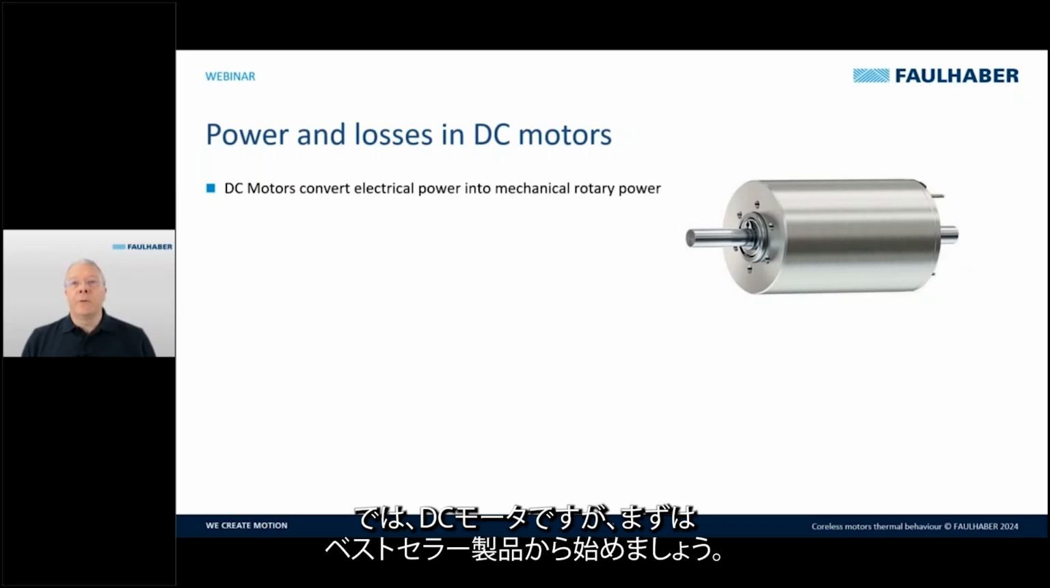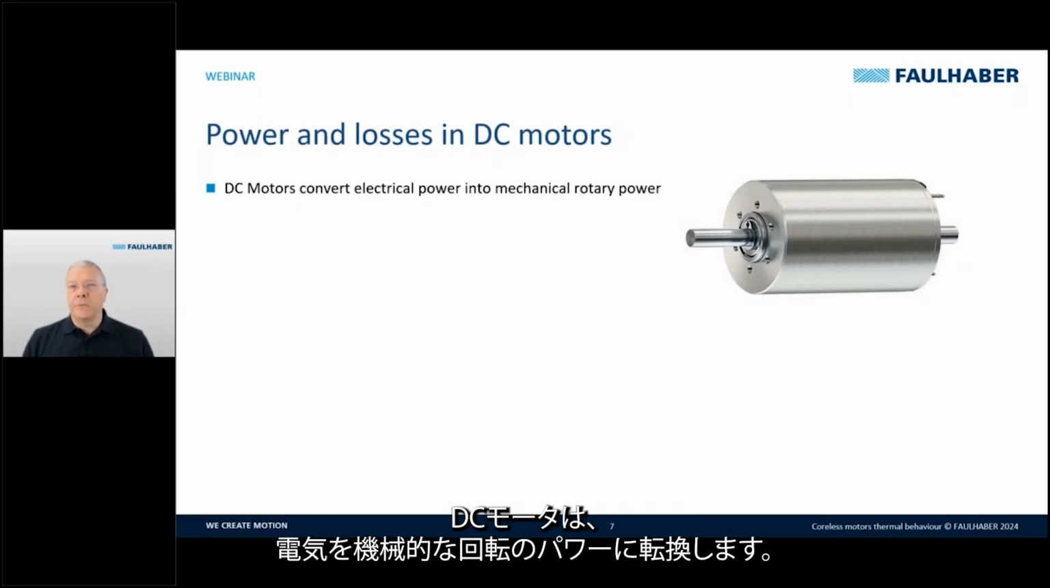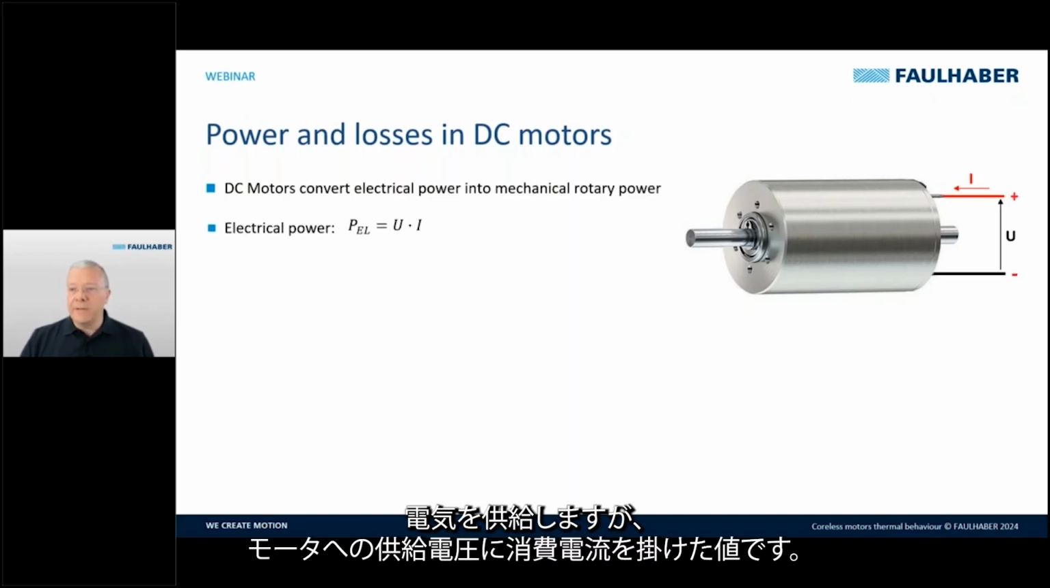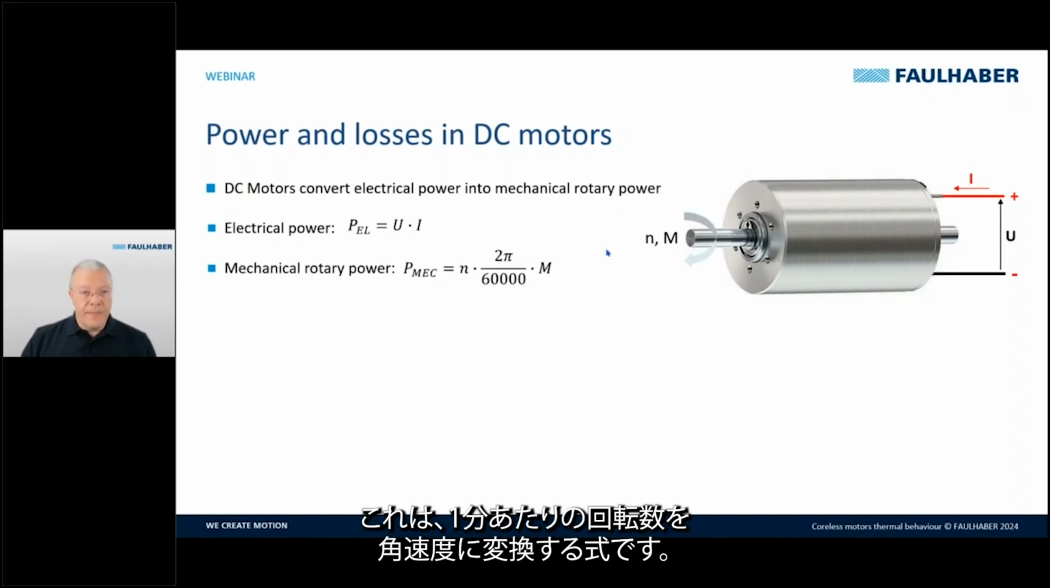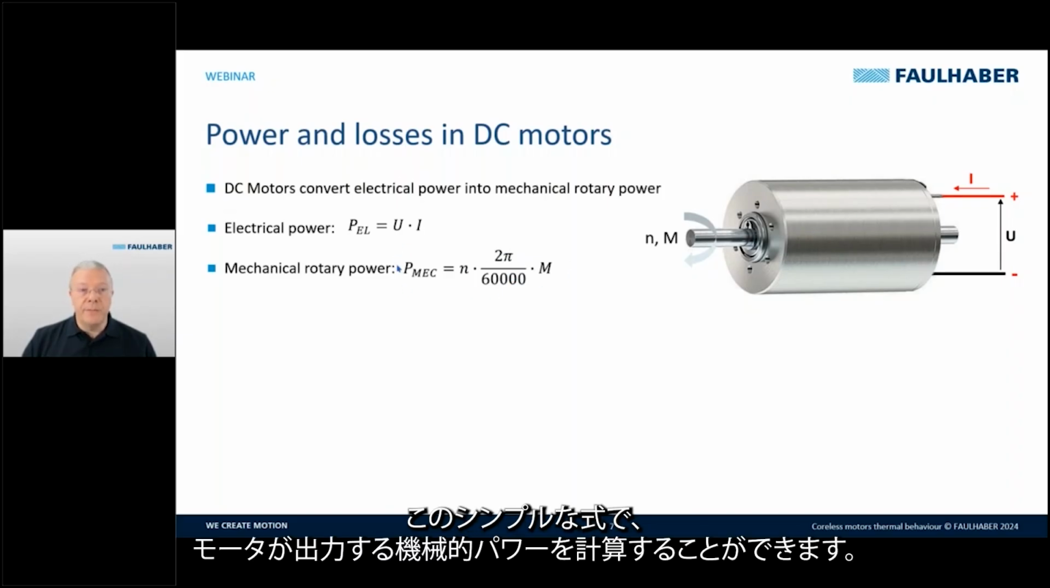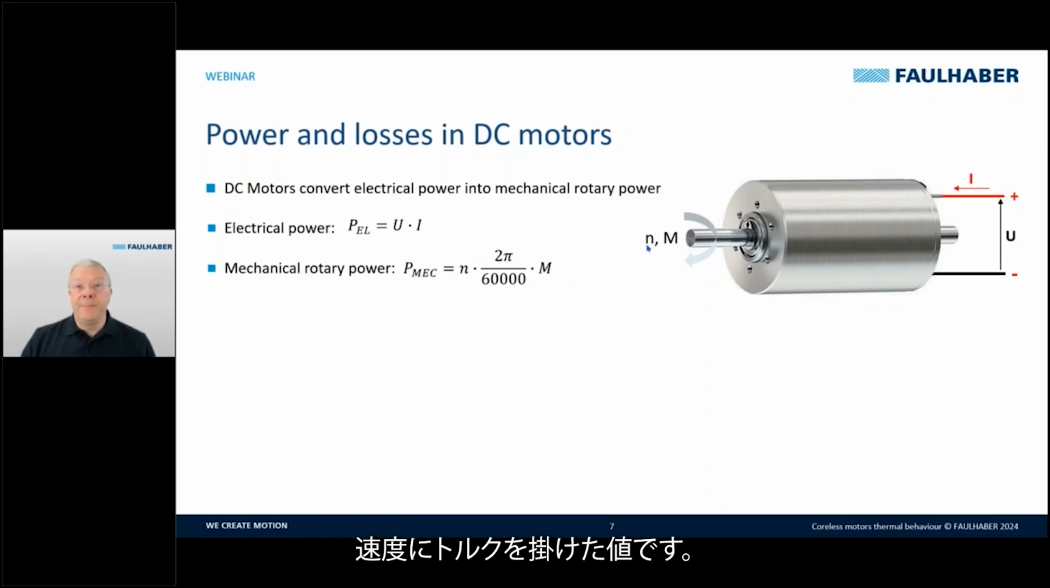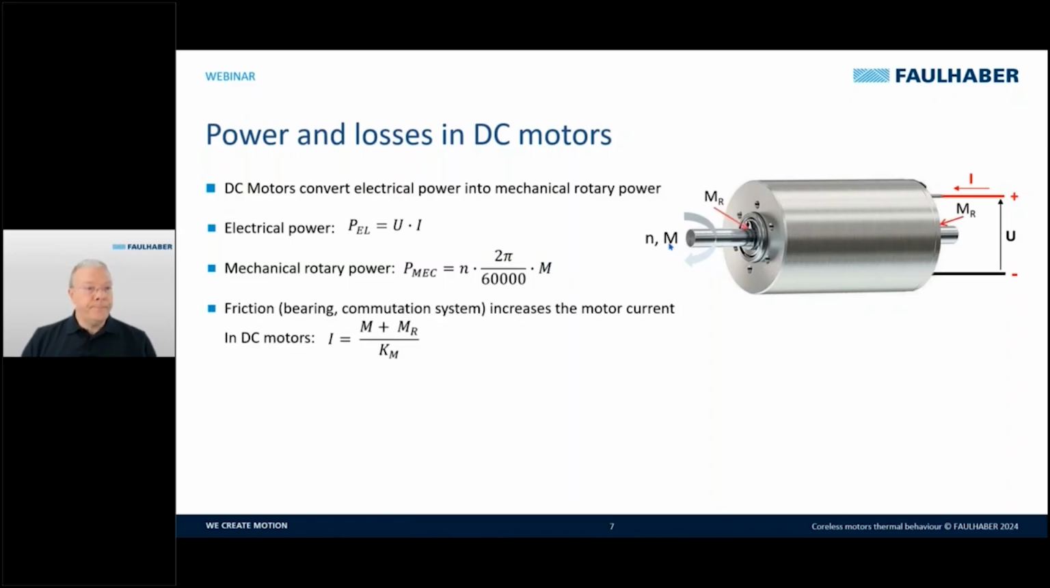In DC motors, we can start with the best-selling products. DC motors convert electrical power into mechanical rotary power. We give electrical power simply by the motor voltage times the motor current, and the motor delivers mechanical power. This is just to convert revolutions per minute into radians per second. This simple formula is used to calculate the mechanical power delivered by the motor: the speed times the torque.